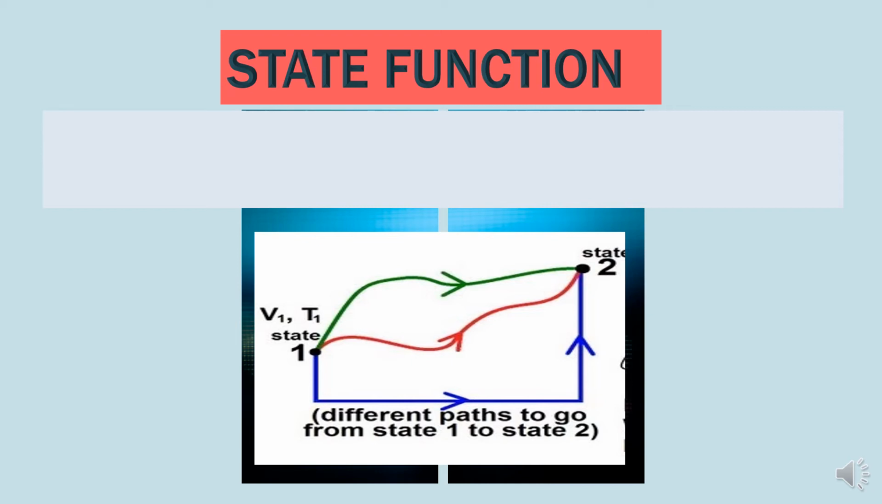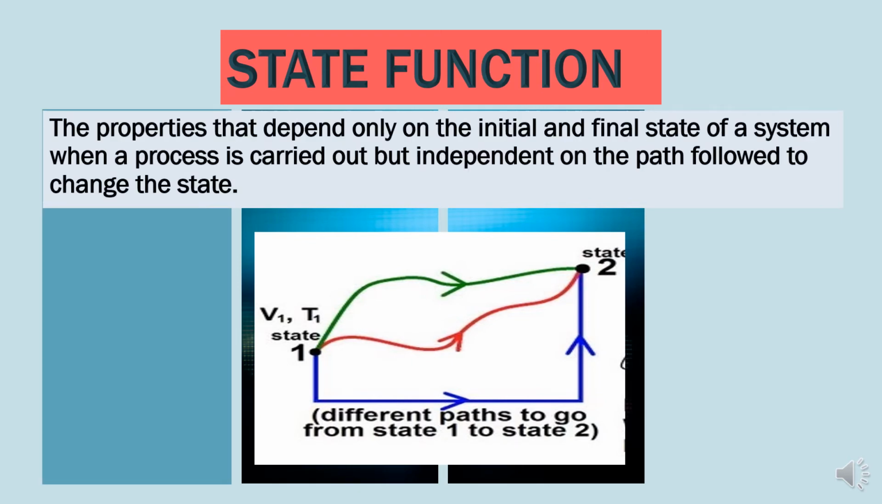And these thermodynamic properties, which we have already discussed in the form of intensive and extensive properties, if they depend only on the initial and final state of a system, and are independent of the path followed to change the state, then they are said to be state functions. For example, if a system is initially at state 1 where the temperature is T1, volume is V1, pressure is P1, and if we carry out a change in 2 or more different ways to increase the temperature up to T2, volume up to V2, then the temperature and volume will only depend on the final and initial state. आप उस change को किस path से कर रहे हो?